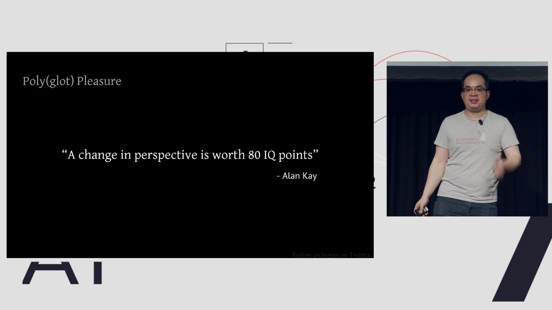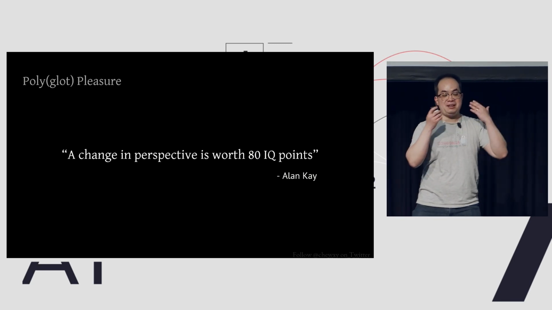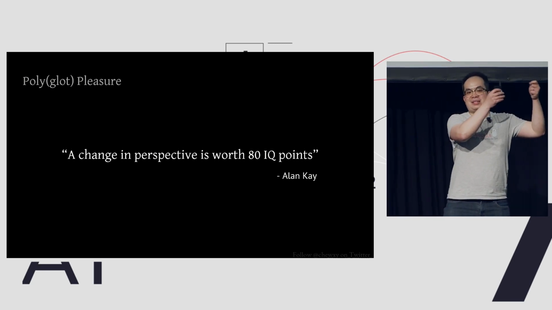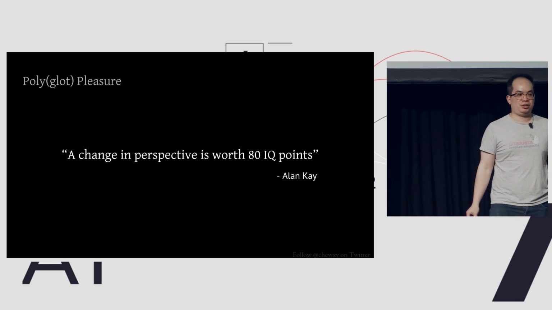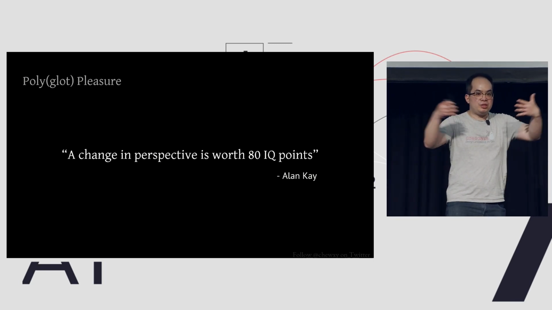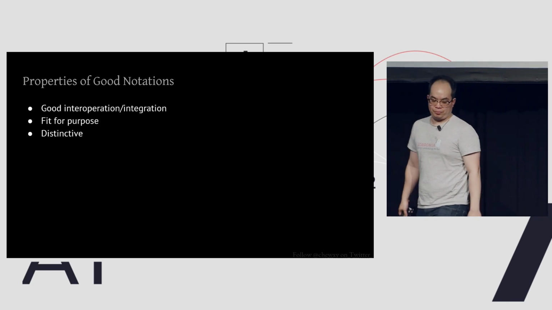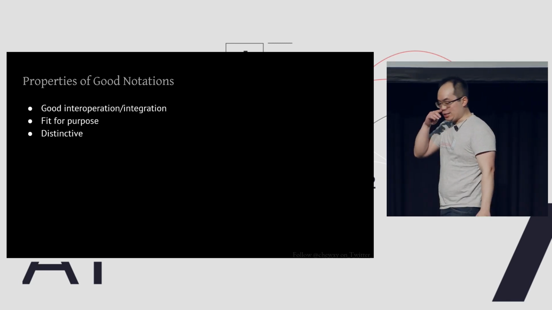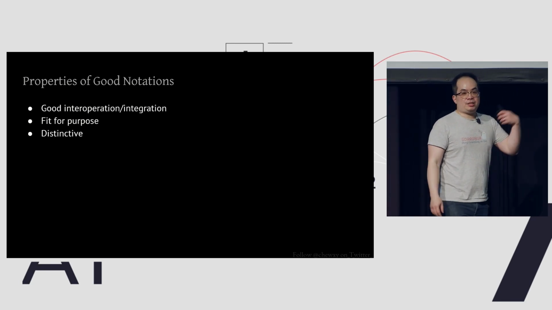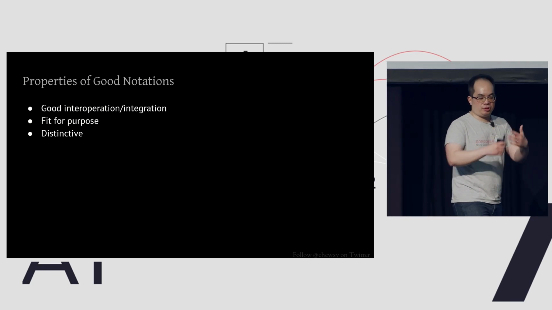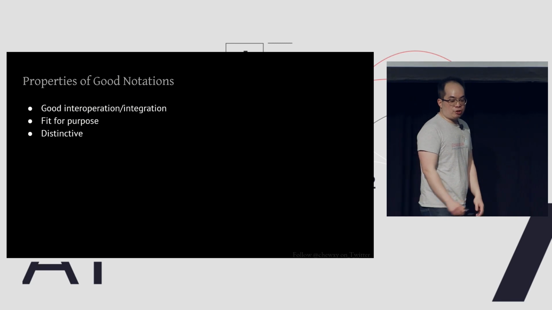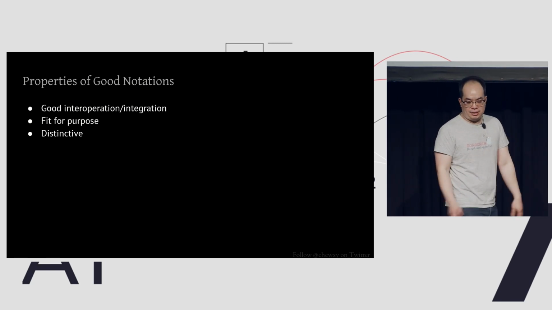Each of our eyes takes the scene in front of us and sees a different, slightly offset planar projection of it. And when you put them together, you actually see the scene in front of you with greater fidelity. So now we can ask, what are the properties of good notation, right? When you want to talk about good notation, here I listed 3: interop, fit for purpose, and that they're distinctive.